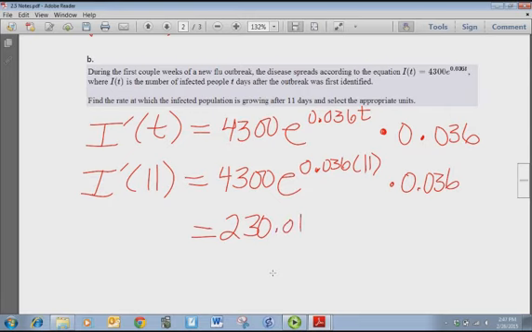230.01. Now this thing is the number of people after how many days. So this is people per day would be the units. If it's a rate of change, it should always be fractional units like miles per hour, people per day, gallons per hour, something like that.